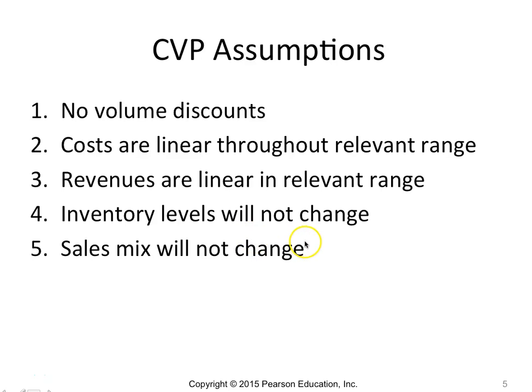Inventory levels will not change, so you're going to have a constant inventory level, and the sales mix will not change either. The sales mix is the product mix. So you have 3 products, for example A, B, C: 10% for A, 50% for B, and 40% for C. When you do analysis, you want to make sure the sales mix is always the same so that you can do comparison. These are the 5 assumptions.